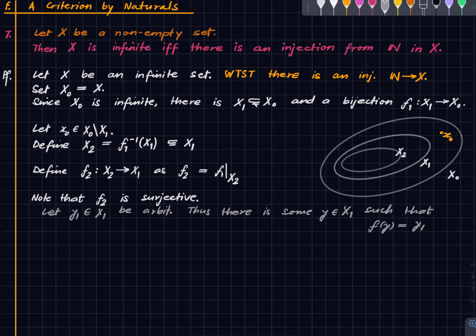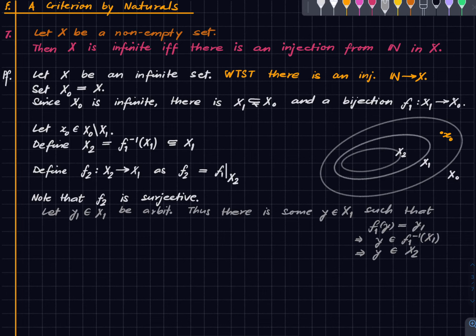But what does this mean? This implies that little y lies in F1 inverse of X1 because y1 lies in X1. Therefore, little y lies in X2 because F1 inverse of X1 is X2 by definition. Whenever I said F, I meant F1. Sorry. So this means that y lies in X2.